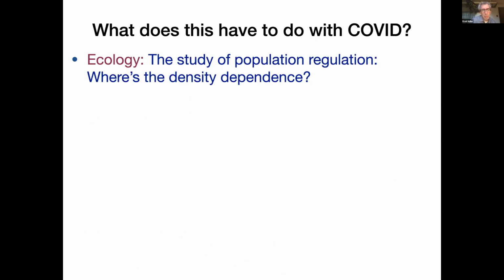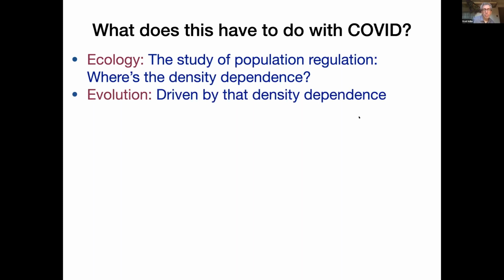So in ecology, we really study, in my view, one thing: population regulation. And population regulation requires density dependence, that is nonlinearity. In the absence of nonlinearity, things will either grow or decline exponentially, which is not sustainable. Of course, exponential decline would be a great thing for cancers. Where's the density dependence? That's what we ask. Evolution is driven by that density dependence.